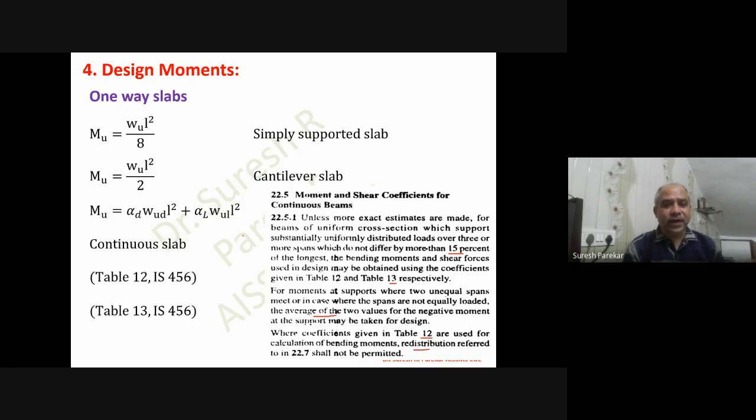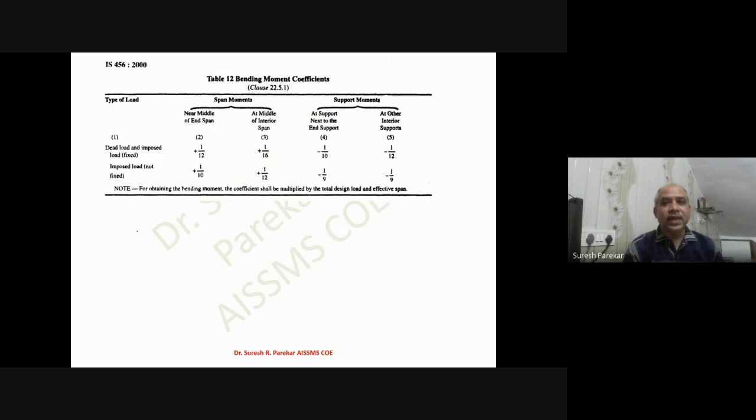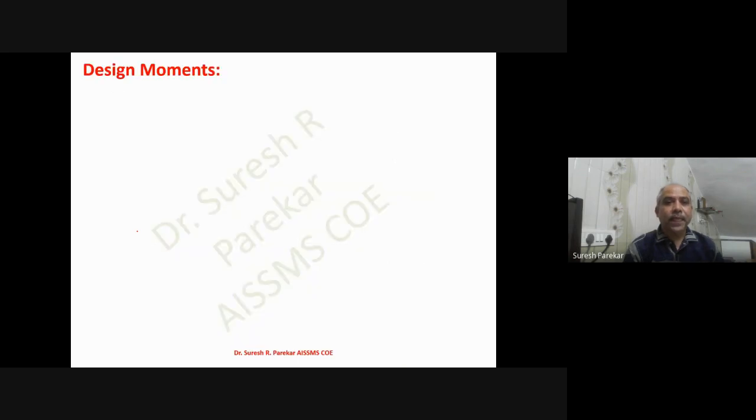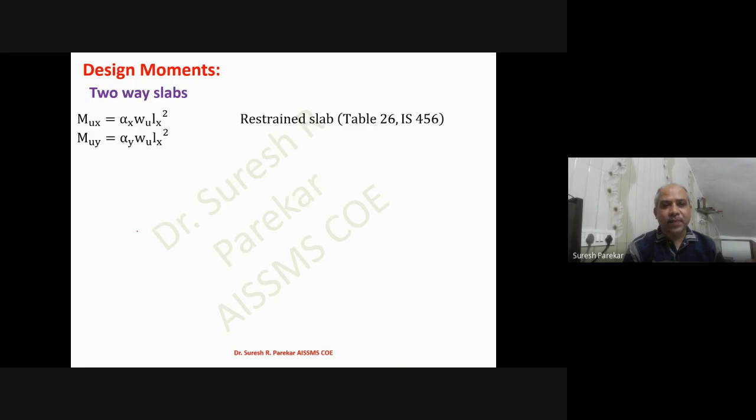So we have this formula, alpha d w u d l square plus alpha l w l square, and you can see we have these values, that is Table 12 which is for your bending moment, and Table 13 we have for shear coefficients. Then design moments for two-way slabs, we have to use this formula for simply supported also and restrained also. Values for restraint, that is alpha x and alpha y, these are given in Table 26.